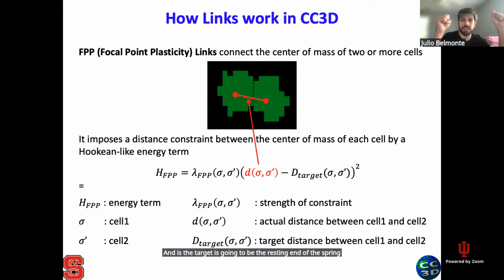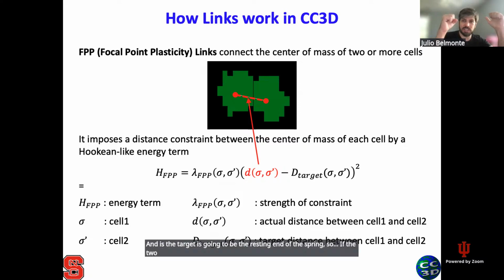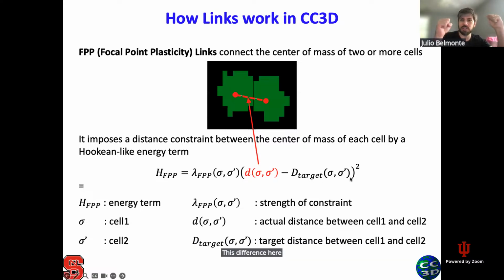So if the 2 points are about the same distance as the target length, right? This difference here could be 0 and the link will be at rest. So there's no force being produced. If this link gets extended, the cells should move apart. So the link becomes bigger.